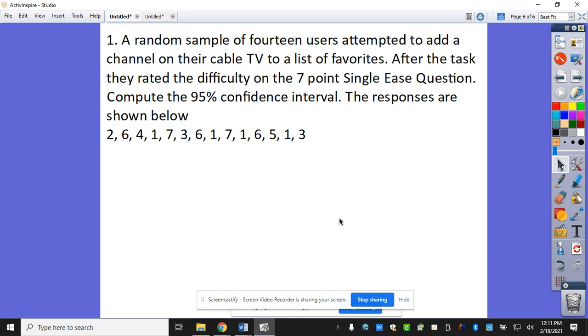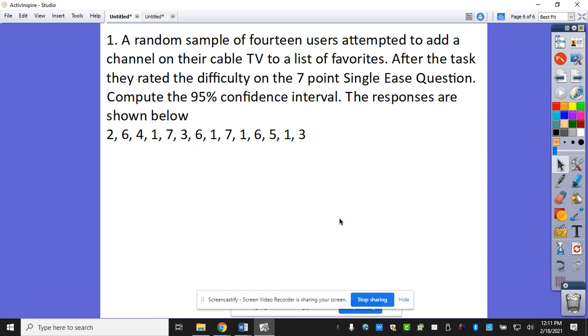So I'm going to go quick on some sections and then slow down on others. The wording of the problem is not my favorite because it kind of changes and it's a little vague. What we're trying to find the mean of is the rating. Is the rating of what? The difficulty on the 7-point scale for the ease of question, or single ease question, of adding a channel on their cable TV to a list of favorites.